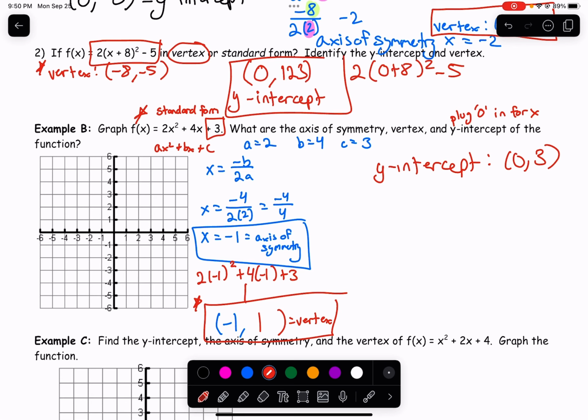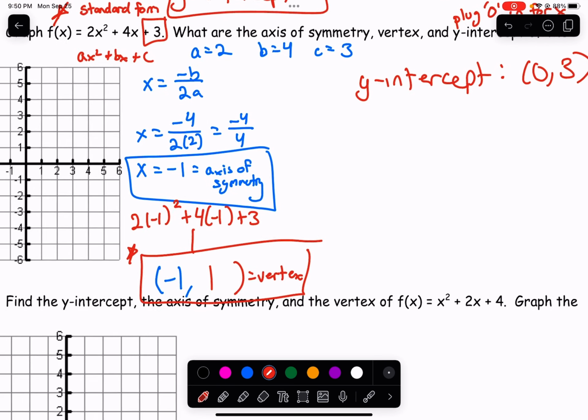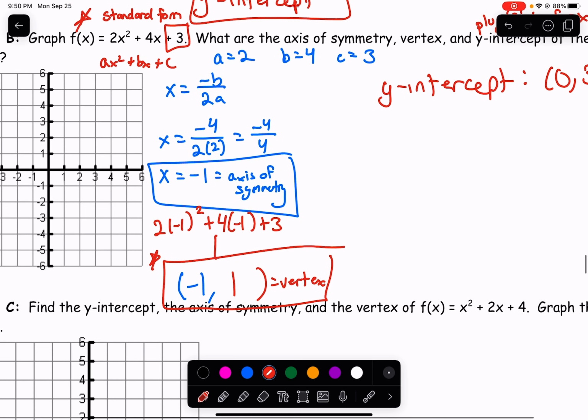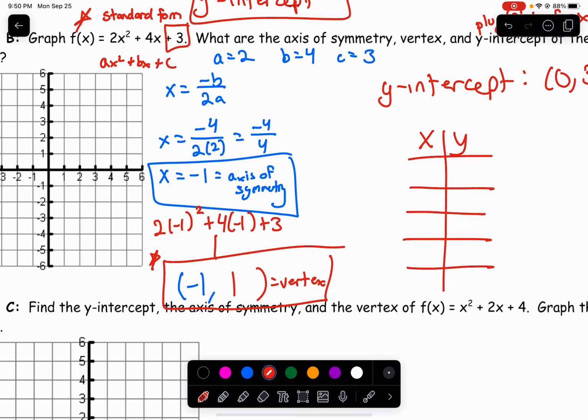All right. Now, they do want us to graph this. We talked about how we graph, and it's the same as we do for vertex form. We're again going to make our little chart, and we want our 5 points here. Make sure you put your vertex smack dab in the middle there. Now, we want to plug in two values before -1, so we're going to plug in a -2 and a -3, and then two values after, which would be 0 and 1.